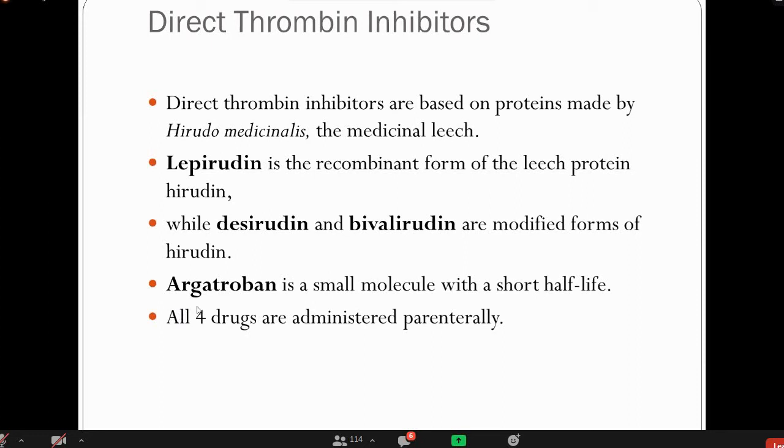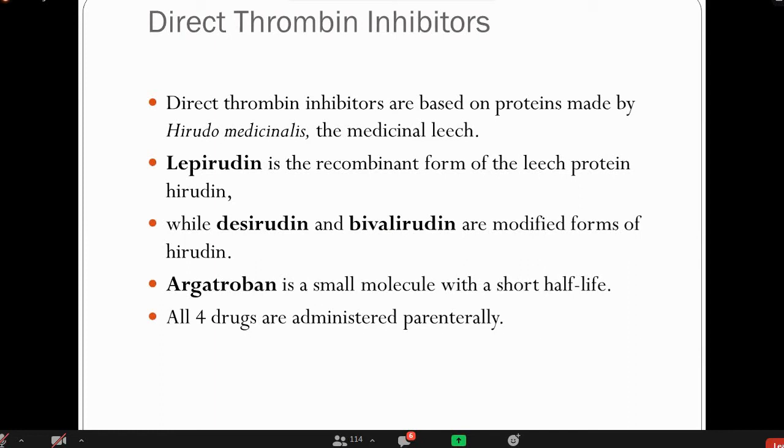And there is another drug that can also be used in a patient having a history of heparin-induced thrombocytopenia, or argatroban, which is a small molecule with a short half-life. All four drugs are administered parenterally. And there is another important point about this bivalirudin. Bivalirudin, what you must identify, is a direct thrombin inhibitor, right? It can be used as an alternative if the patient has a history of heparin-induced thrombocytopenia.